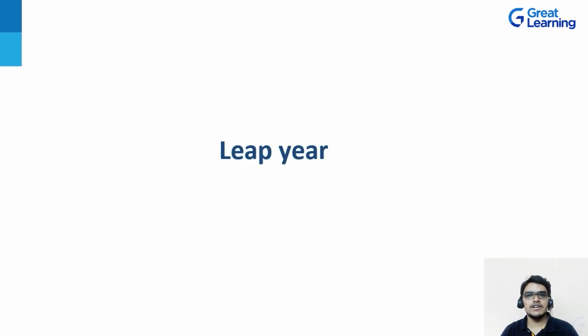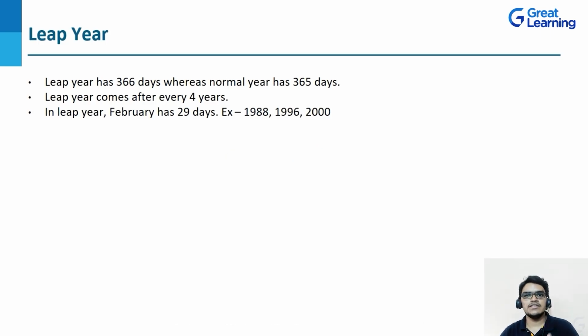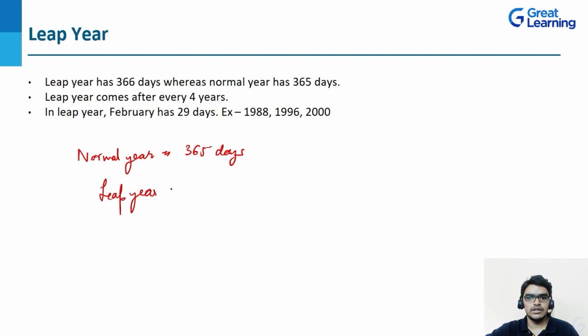So now let's see what is leap year. A leap year is a year which is having 366 days, whereas a normal year has 365 days. So if I'm having a normal year, it will be having 365 days, whereas my leap year will have 366 days. So we are having 1 day extra in my leap year.